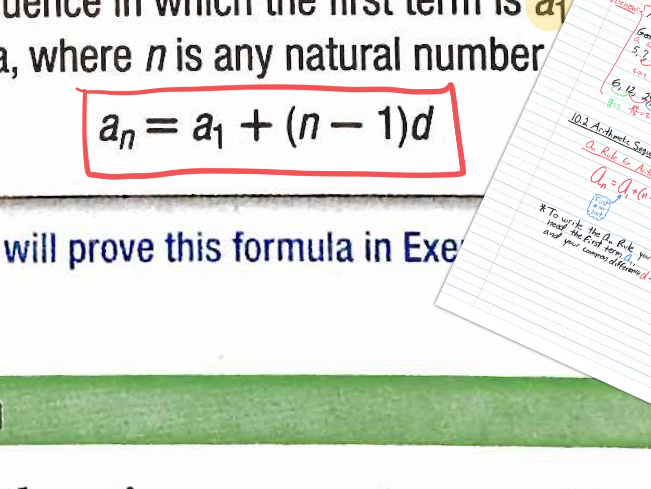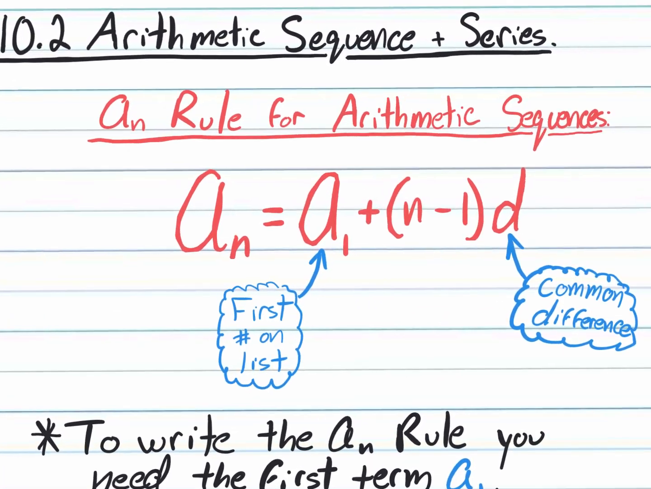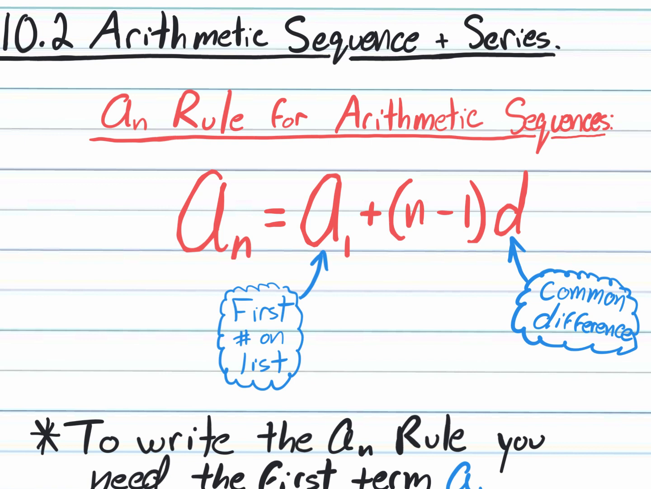So let's actually go to our notes and jot this down. Write down the formula and put the name on it: a sub nth rule for arithmetic sequences. Once again, a sub n equals, it starts with the first term, which is a sub 1. And then plus, you've got to memorize, parenthesis n minus 1 times common difference d. We should all know that a sub 1 is the first number on your list, and that d is the common difference between all the terms of your arithmetic sequence.